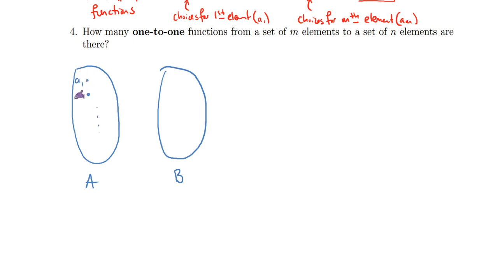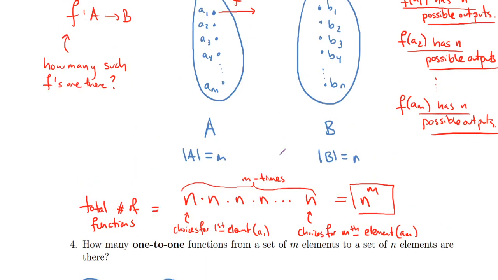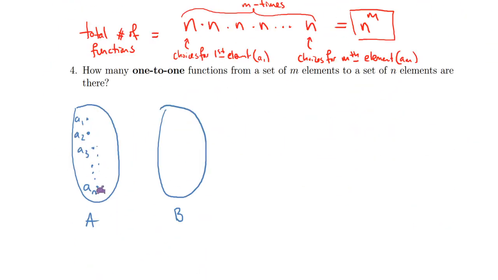Okay, so I have A1, A2, A3, and then dot, dot, dot, all the way up to AM, and B1, B2, B3, up to BN. Okay, now if you're requiring that the function is also one-to-one, then your functions have to look something like this, right? So let's say that the very first element goes to B1, so this would be f of A1, could be that.